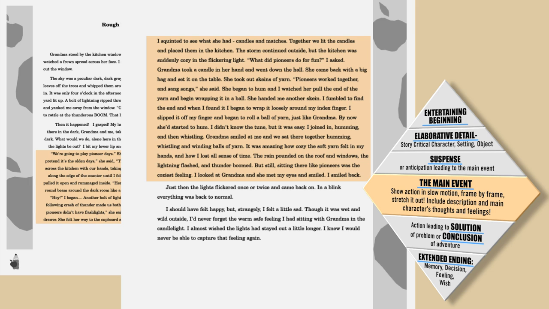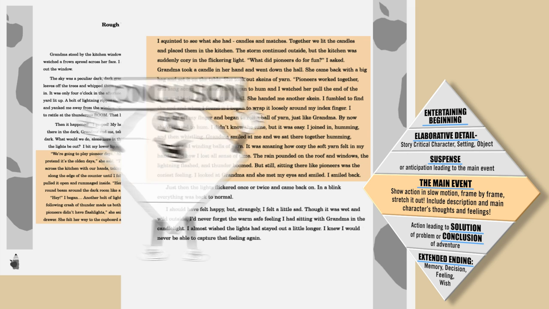I smiled back. So, in this main event, we find that the characters are a little afraid at first. But then what happens? What does Grandma do? Grandma finds something for them to do, right? Kind of takes their mind off of it a bit. And then ultimately, how do they feel at the end? Here's a clue. I looked at Grandma, and she met my eyes and smiled. I smiled back. Now, we're going to continue the main event, but this is what we call the conclusion.